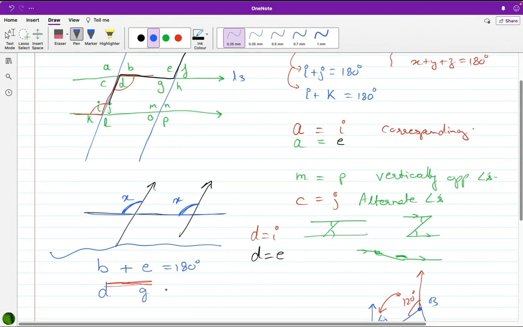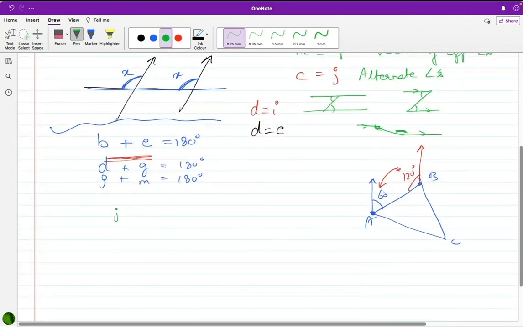B and G, D and G, they would add up to 180. J and M, they would also add up to 180. These are named as interior angles between parallel lines. And the last property is the relation between J and G. They would be equal. Yes. And they're named as opposite angles of a parallelogram.